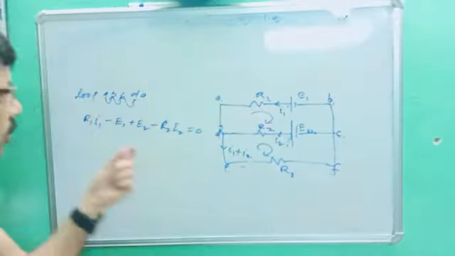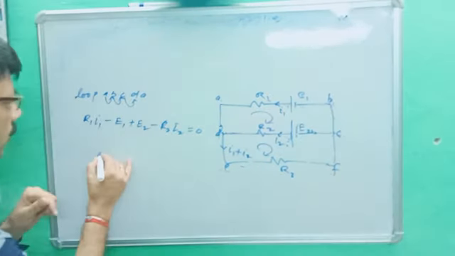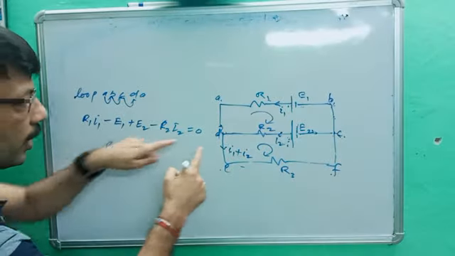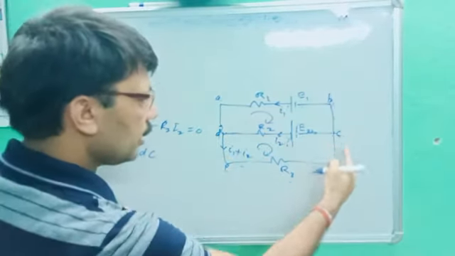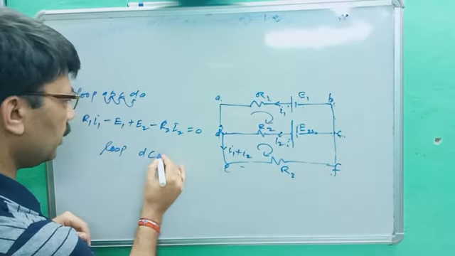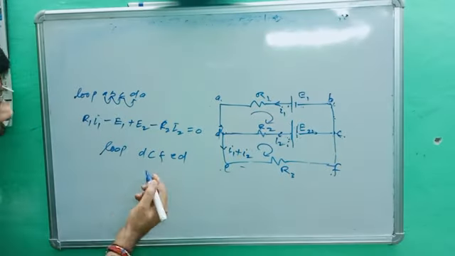Are you getting it? So this is the first equation we got here. Second, our second loop is D, C, F, E, D. Okay, so come to the point.